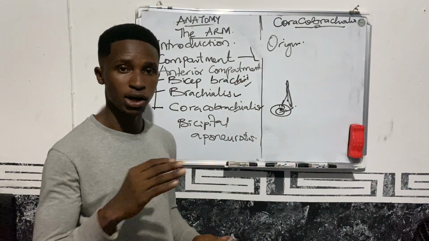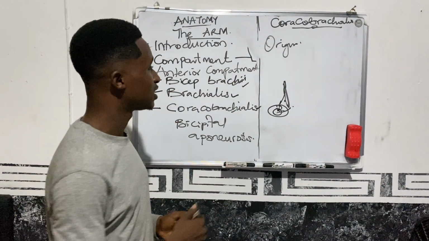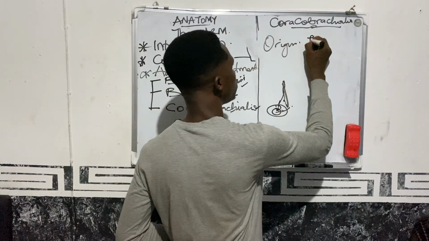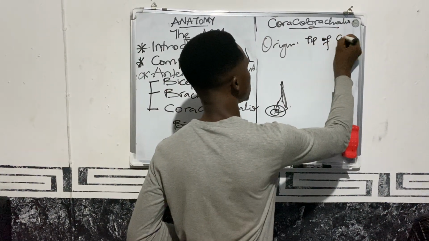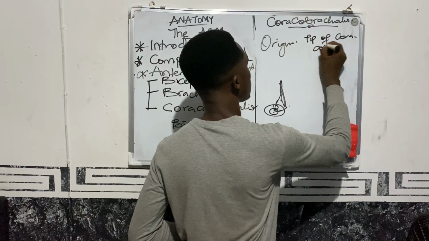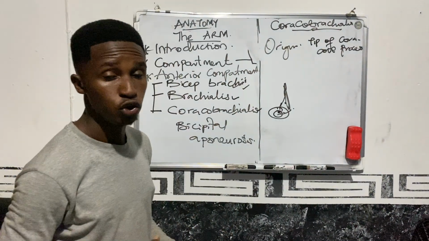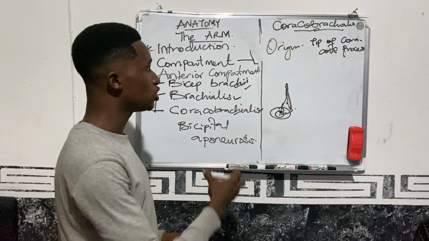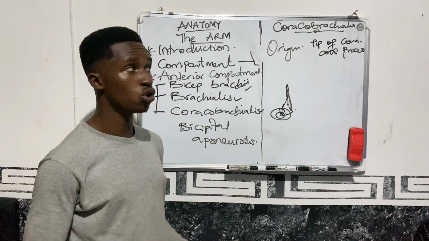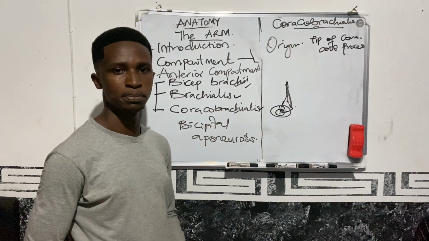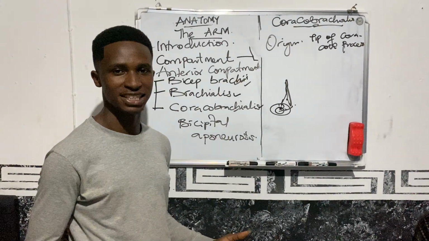From the word coracobrachialis, you know that the coracobrachialis muscle originates from the tip of the coracoid process. If you watched my previous video on the arm, you'll be able to observe that even the short head of biceps brachii also originates from the tip of the coracoid process. So they may ask you this in exam.